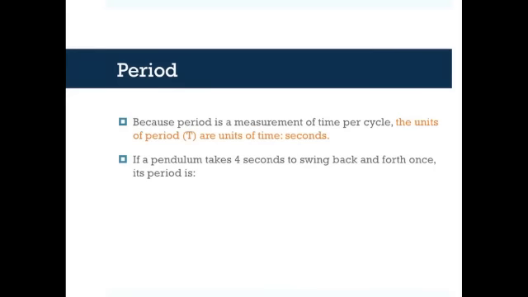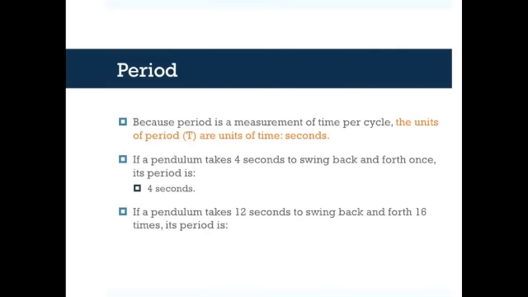If a pendulum takes 4 seconds to swing back and forth once, its period is 4 seconds. The time it takes to swing back and forth one time is its period, so that's a 4-second period.